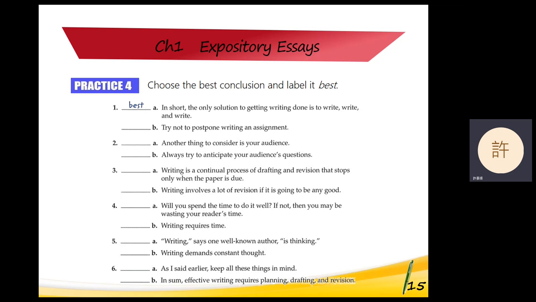One thing, A begins with another thing. Another thing means here's something new. So it's not a conclusion, it's an introduction. And then as we talked about for 1A, 2B says always try to do something. It's very final, not sometimes, not you can think about, always. So it feels more like a conclusion. Now, in this case, it does say try to do something. So it may not be the last sentence of the essay, but it could be the last sentence of the paragraph.